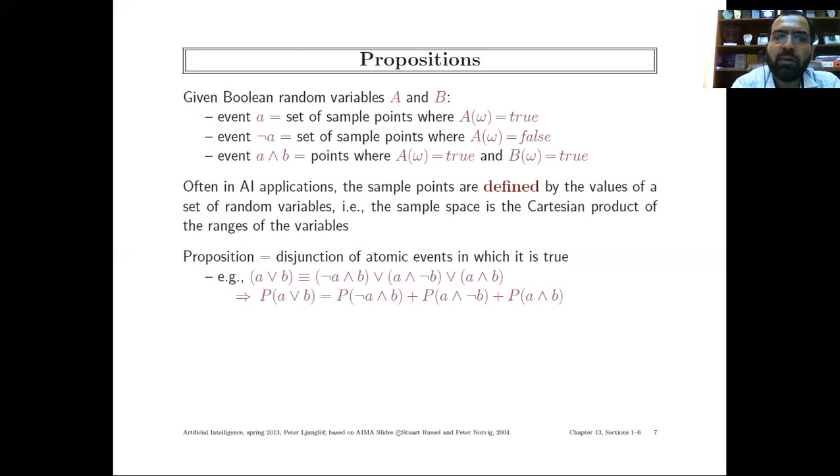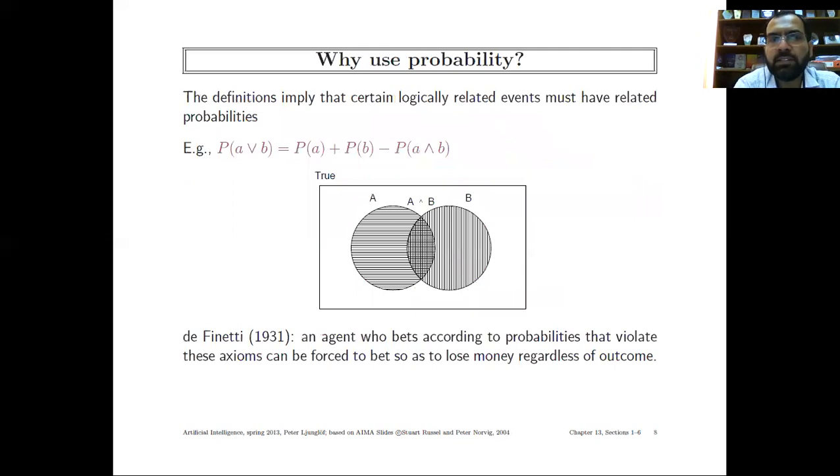This implies that the probability of A or B is equal to the probability of not of A and B, plus the probability of A and not of B, plus the probability of A and B. You can confirm it by making a table and verifying the values of these various atomic events. So definitions imply that certain logically related events must have related probabilities.